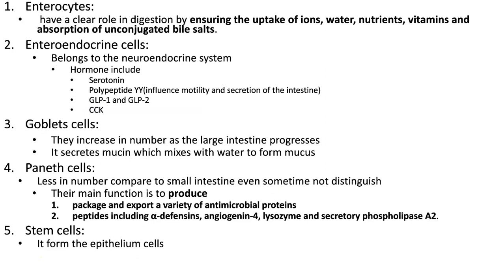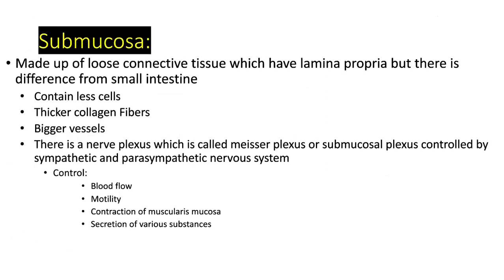The next cells are the Paneth cells, fewer in number compared to the small intestine. Sometimes they are not even distinguished in the large intestine. Their main function is to package and export a variety of antimicrobial proteins and peptides including alpha-defensin, angiogenin 4, lysozyme, and secretory phospholipase A2. The next cells present in the lamina propria are the stem cells. The function of the stem cell is to produce epithelial cells.